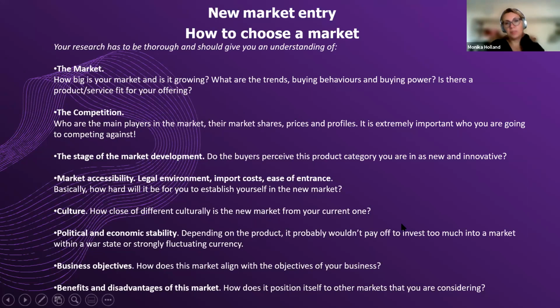Political and economic stability, business objectives. What will it mean for our business to do business in this country? What does it add to our business? Benefits and disadvantages of this market. Is this market better than the other? Where is the better opportunity?